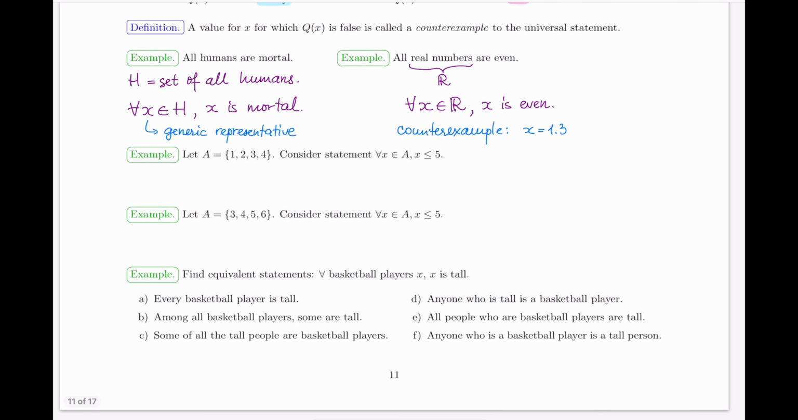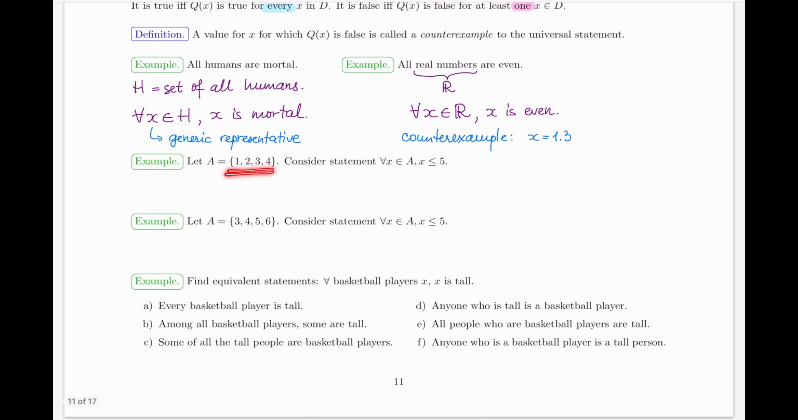Let's take a look at the following examples. We have a set A, {1, 2, 3, 4}, and we're asked to consider this statement: for all x in A, so for all the elements in set A, x is less than or equal to 5. Is that true? Is it the case that for all the elements inside the set, that element is less than or equal to 5? Well, there's only 4 of them, so inspection works pretty fast. And yes, I can confirm that this statement is true.